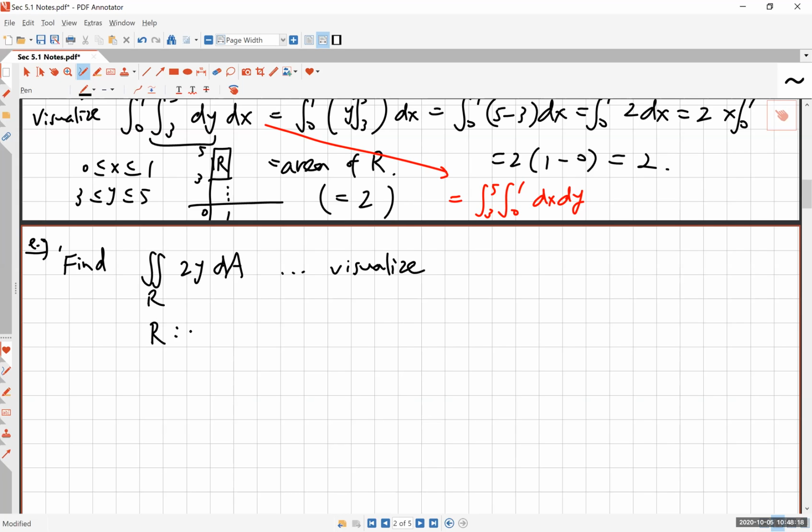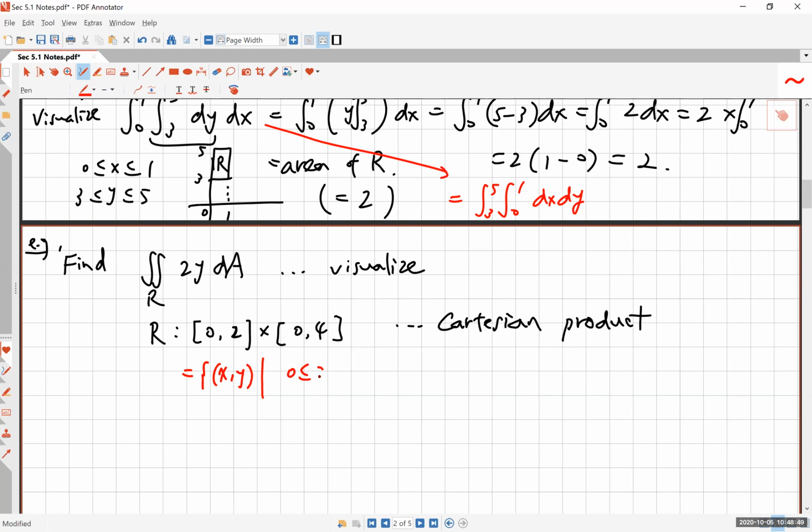R is what we call, and there are different ways of writing this. I would introduce you now to this way of writing. This is called the Cartesian product, because it's an interval times an interval. You will see this in many books, including this book, probably not in this section. What this means is this is a set of all (x, y) such that x is between 0 and 2, and y is between 0 and 4. And naturally, this will be a rectangular region.